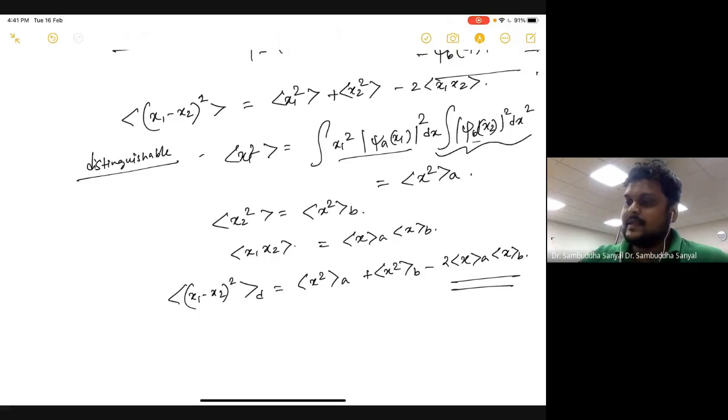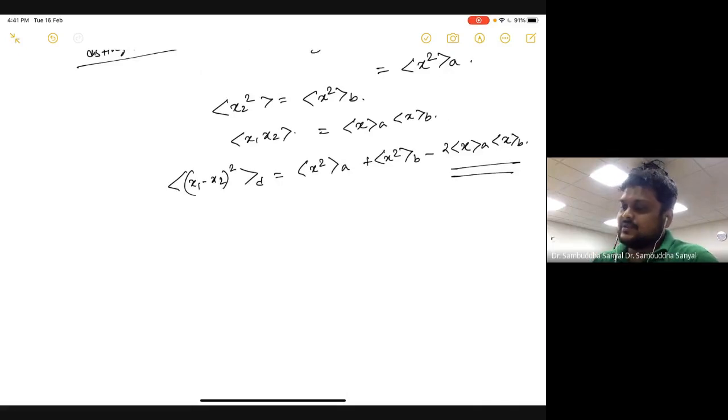So now let's do the calculation for identical particles. Let's take the symmetric case. Can you tell me what will be the expression for the symmetric case?